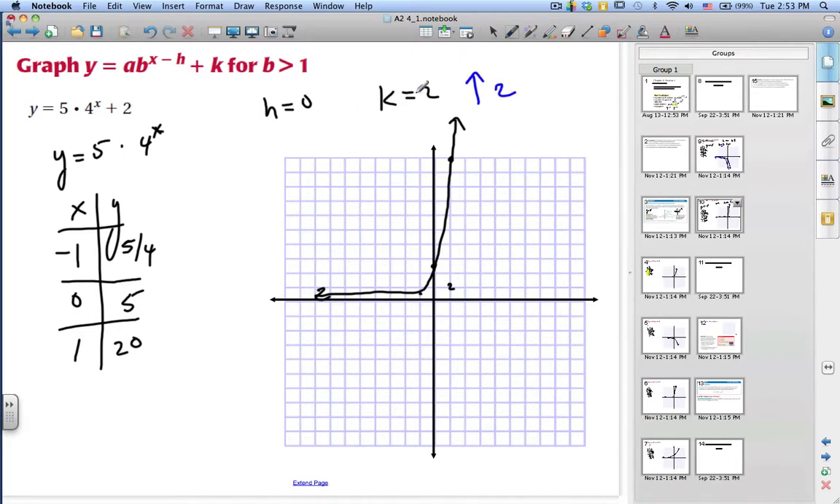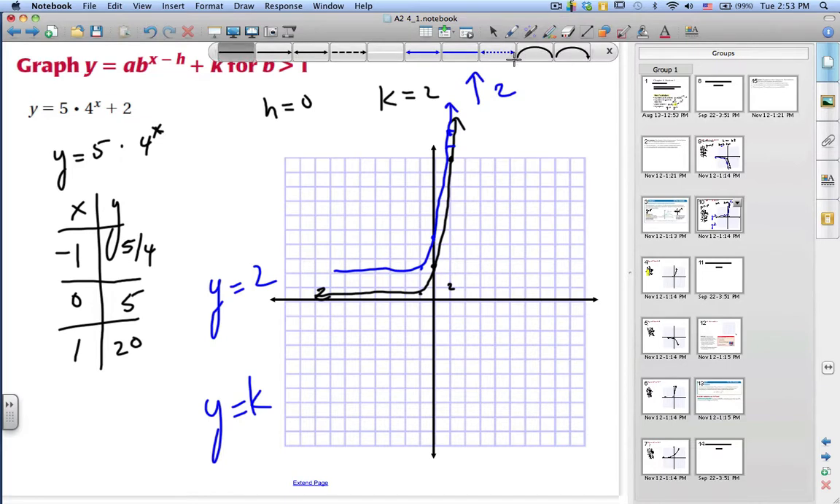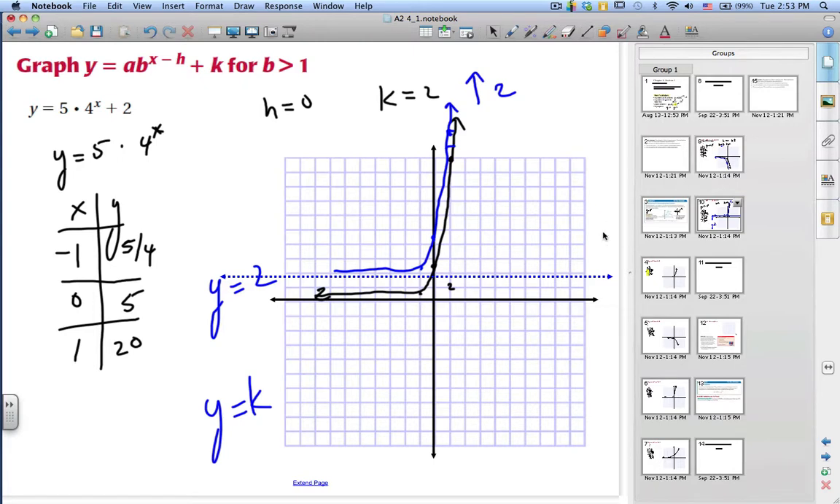No movement right or left, up 2. So I take each point and I move it up 1, 2, 1, 2, and 1, 2. And now you notice that my asymptote changed. Remember, the asymptote is related to k. So y is equal to k is my asymptote. And so in this case, y is equal to 2 would be the asymptote. Right, and that's just a line my graph won't cross.